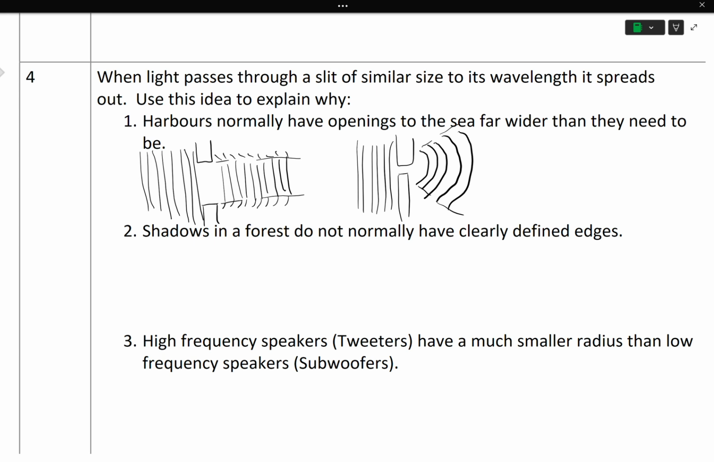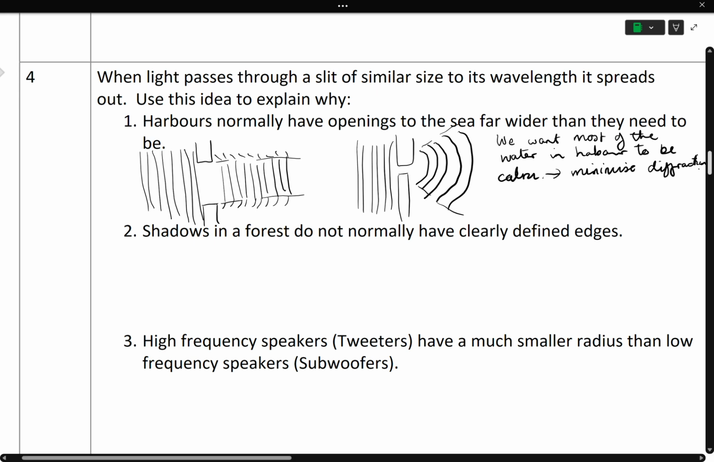So for the case of a harbour, we want most of the water in the harbour to be calm. So we want to minimize diffraction. So therefore we make the gap much bigger than the wavelength, so there is little diffraction.